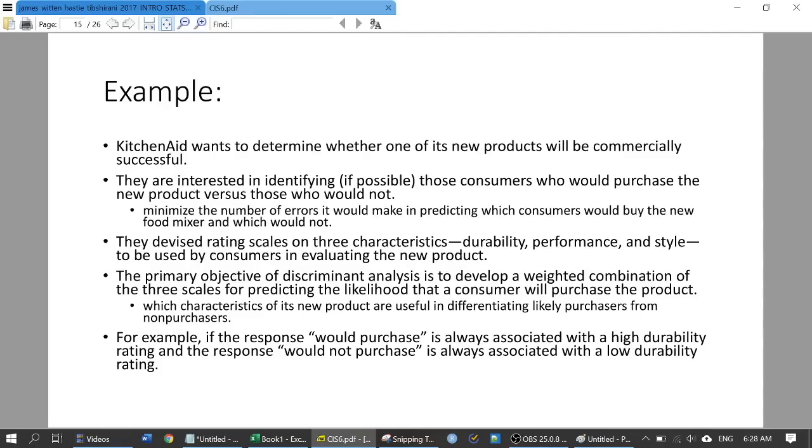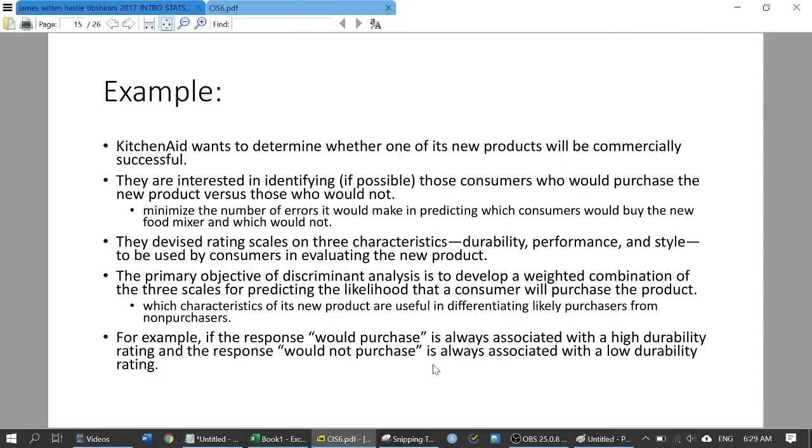Now let us look at another example, rather than the credit card balance and loan deferment just now. KitchenAid wants to determine whether one of its new products will be commercially successful. They are interested to identify the consumers who would purchase the new product versus those who would not. So they want to minimize the number of errors in predicting which consumers would buy the new food mixer and which would not.